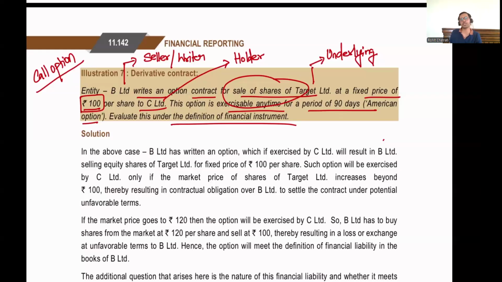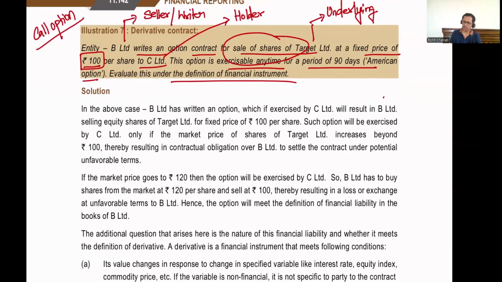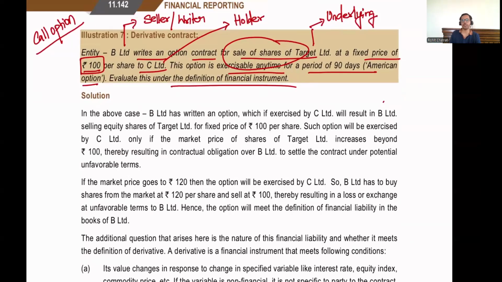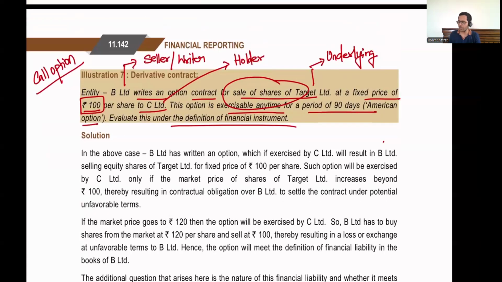So all three conditions are going to get satisfied, and therefore this contract will be regarded as a derivative contract. In fact, in case of B Limited, where there's a premium receipt, the receipt will be recorded as a derivative financial liability. If B Limited is receiving any premium from C Limited, that will be recorded as a derivative financial liability.